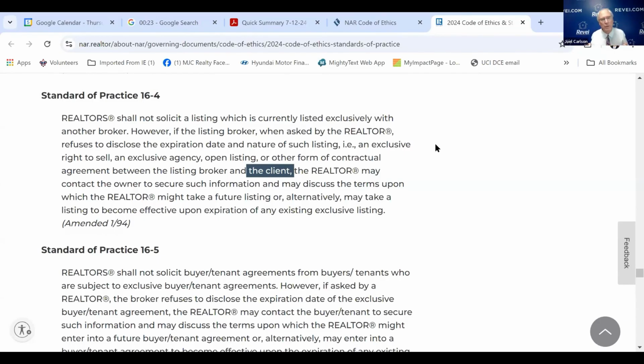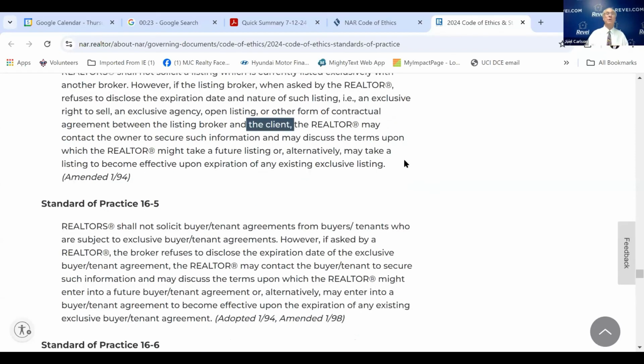And if they don't tell you, and I would be very careful about this, I would put it in writing. I would do it in person. I would do it by text. I mean, I do all sorts of things before I went directly to the owner. It's in your code of ethics. It says you can do this.